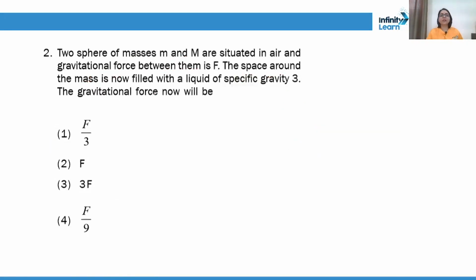Question number 2. Two spheres of mass m and m are situated in air and gravitational force between them is F. Now the space around the mass is filled with a liquid of specific gravity 3. The gravitational force now will be. So gravitational force is independent of the medium between the particles, right? So initially if it is F, finally it will be F. So correct answer is option number 2.